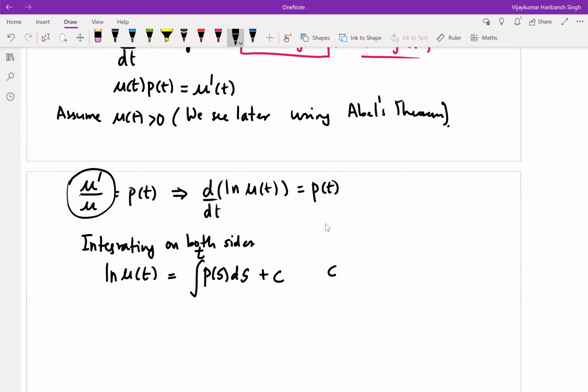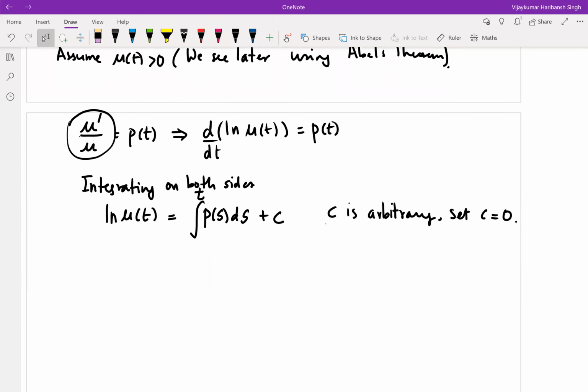Now since c is arbitrary, corresponding to every c you will find an integrating factor. So we'll choose c equal to 0. That will simplify the whole thing, right? So now if you simplify this, you get mu of t is e to the power of the integral of p of s ds. Or it can also be written as the exponential of what?